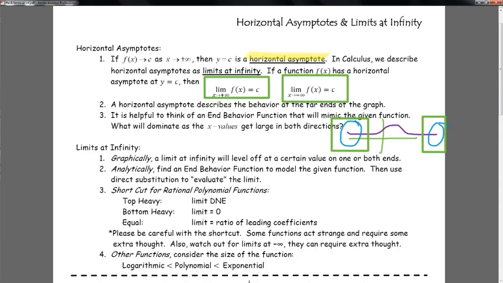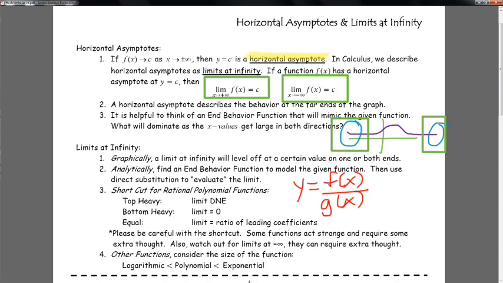When we talk about limits at infinity, I gave you a graph. We're asking: does it level off? Does it approach some sort of y value? One end, both ends, or none at all? Analytically, we usually just substitute in, or if it's a rational function, I gave you a shortcut in number 3. What I mean by a rational function is y equals some f of x, a polynomial divided by another polynomial.